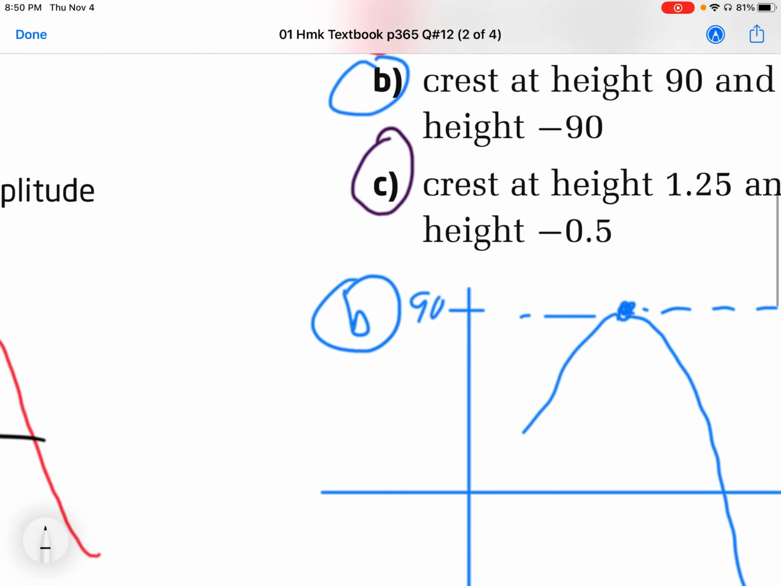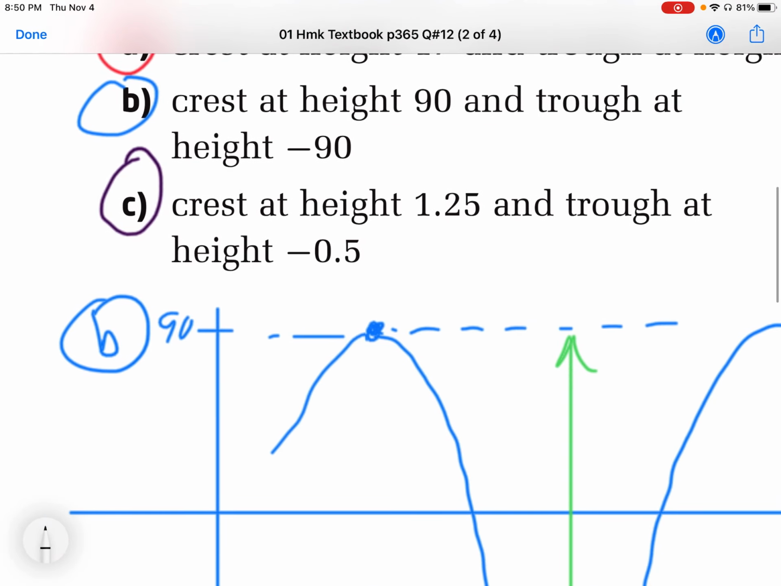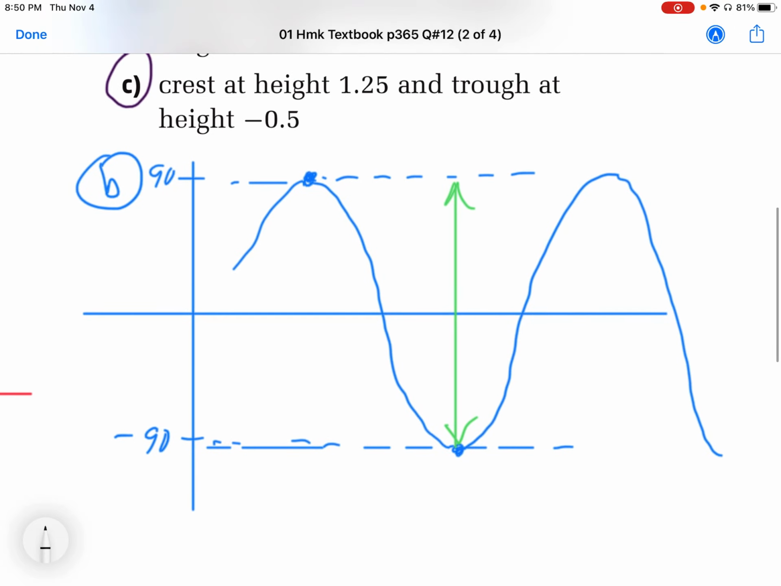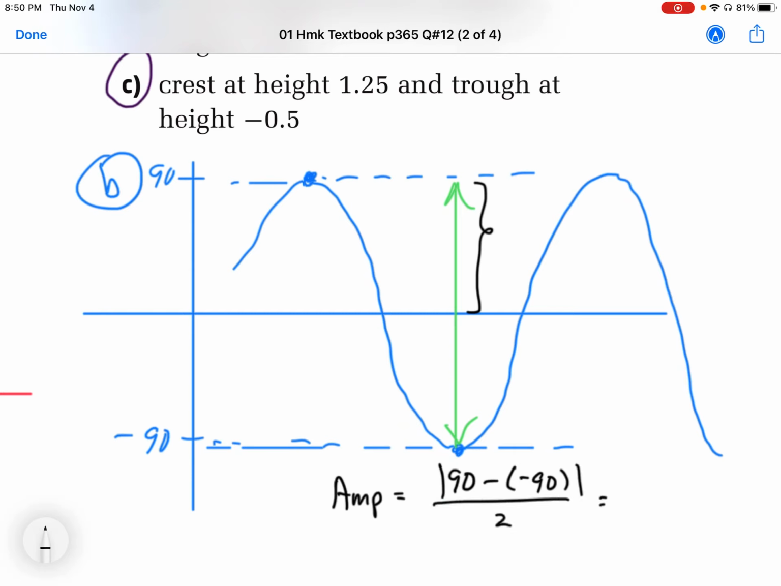For question B, it says a crest is a height of 90 and a trough is a height of negative 90. Well, there's our crest and trough. Okay, we want to find out the amplitude, which is half the distance. Well, we can see that it's 90, but we'll do the calculation. The amplitude is equal to the crest minus the trough. Take the absolute value of that and divide it by 2. So we get 180 divided by 2, which gives us an amplitude of 90. So this distance here is 90, and we can kind of see that by the positioning as well.